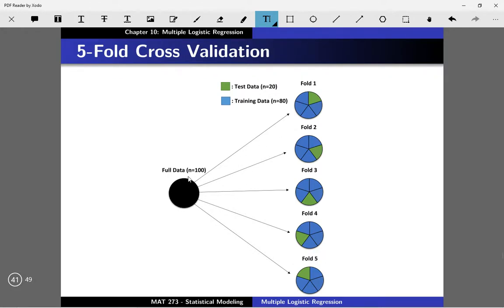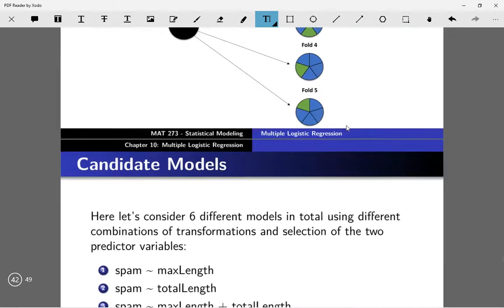It has, say, 100 observations. We split it into 5 pieces. So the blue is representing our training data. And then each time we get a classification accuracy for predicting the responses in this test data set. So each time we'd fit on 80 observations and then predict the classes for the 20 left out observations. So this is just a quick visual of cross-validation here.